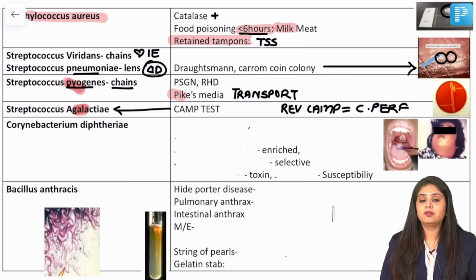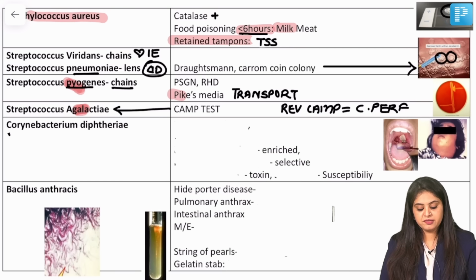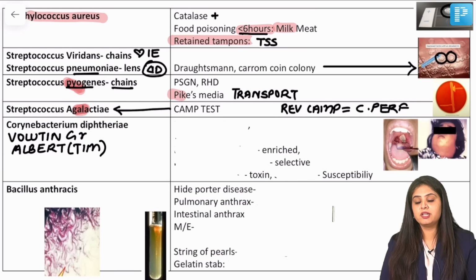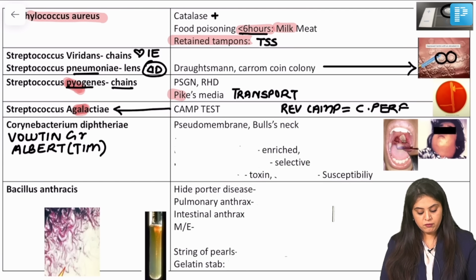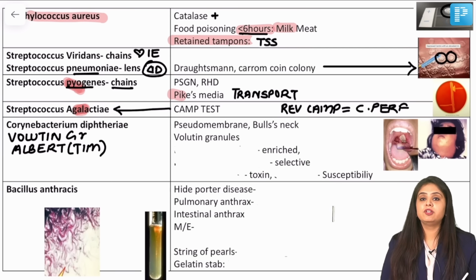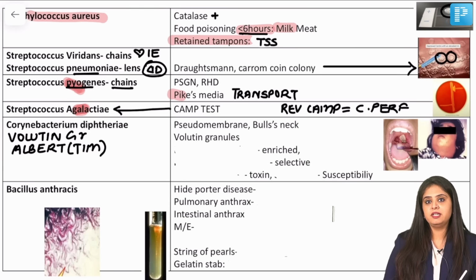Coming to the next, Corynebacterium diphtheriae. You've already studied that this shows you the volutin granules, and these volutin granules are positive for that Albert stain, remember, which I taught you is associated with the Tim mnemonic. Now what exactly does it present with? It presents with two things. Number one, I can see a pseudomembrane. Next, I can see a lot of lymph nodes, so there is a bull's neck. Volutin granules and Albert staining you have already done, so now you will see what culture media can be used.